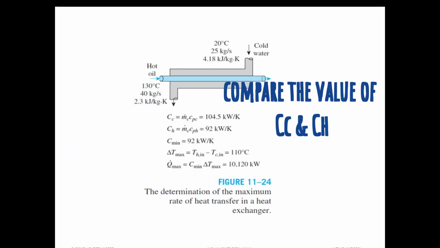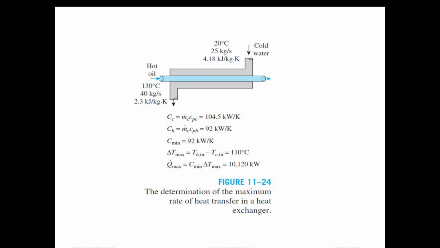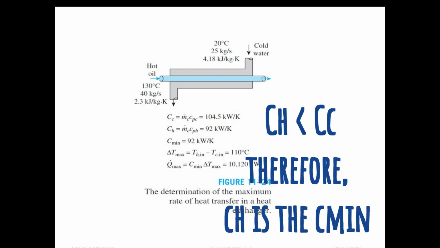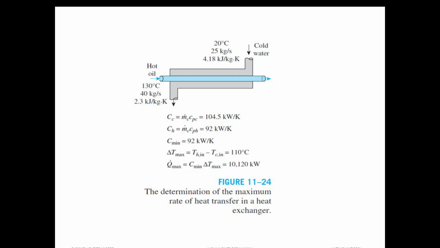Next, we have to compare the value of Cc and Ch, which in this case Ch is smaller than Cc. Therefore, from this scenario, we concluded that Ch is the C minimum. Now we can proceed to calculate the delta T maximum, which is T hot in minus T cold in, and finally compute the value of the Q max as shown.